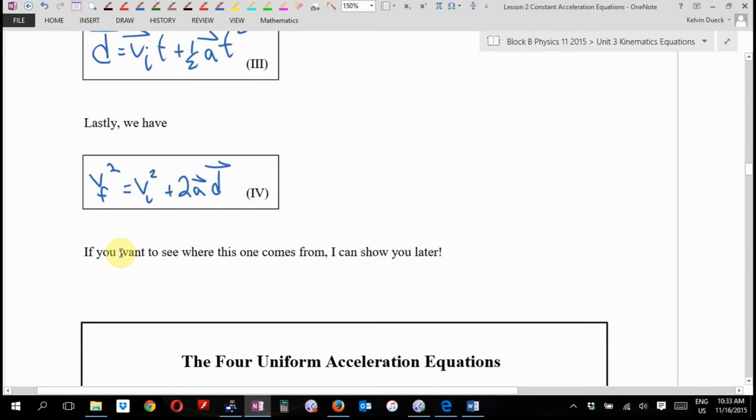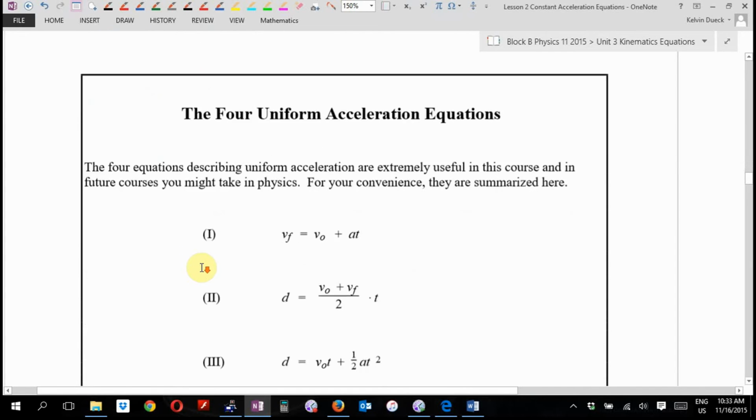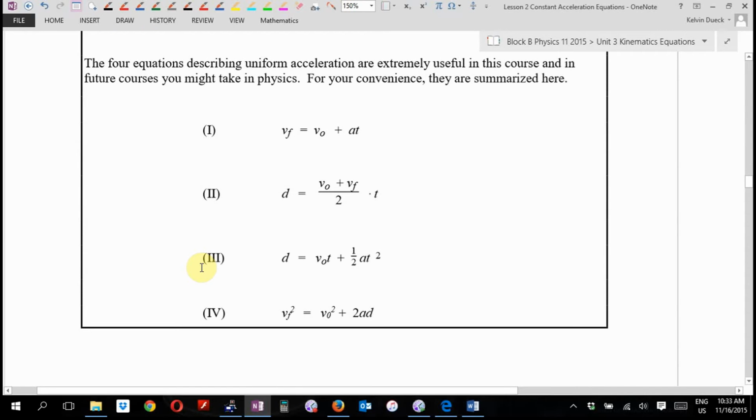If you want to see where this one comes from, if you're a math nerd, I can show you later. It's cool. But here they are. These are the 4 uniform acceleration equations. Sometimes you'll see it written as V initial. Sometimes, because it's happening at time 0, you'll see it written as a 0. The notes that I stole this from have zeros there. 0 is interchangeable with initial.